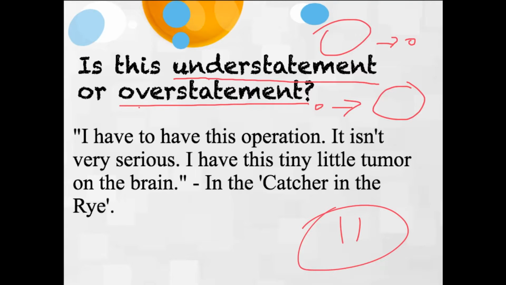Now I know it says tiny little tumor on the brain, so yes, the tumor itself is literally small, but having a tumor on the brain is pretty big. It probably means you're either going to die, unfortunately, or at least get very close to death, right? And to make it sound like getting that tumor removed is not that big of a deal, you're taking something that's huge, having a tumor on the brain, and making it seem like, no biggie. So that's an example of understatement.